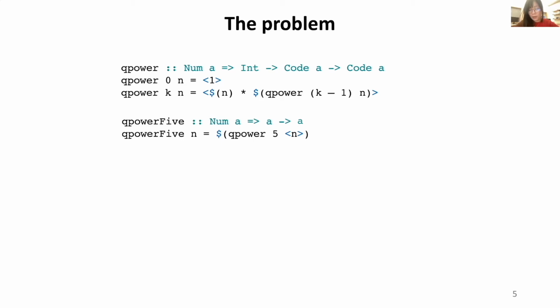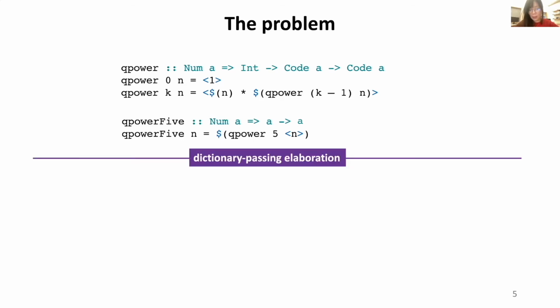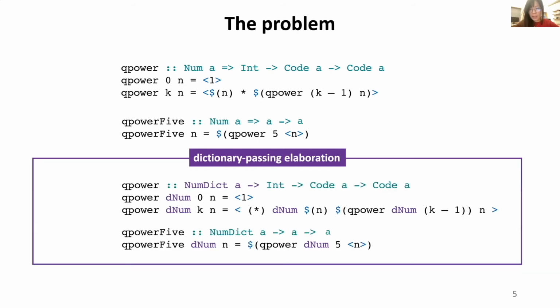The problem reveals itself after dictionary-passing elaboration, which gives semantics to type classes. After elaboration, a type class constraint corresponds to an extra parameter for the corresponding dictionary, and the dictionary is explicitly passed around to satisfy type class constraints. Now we can observe the problem.